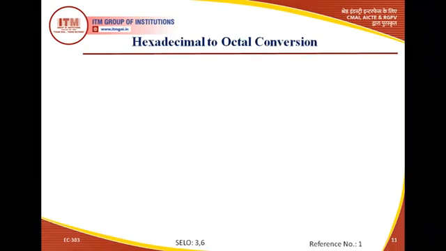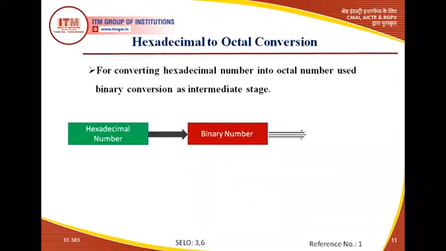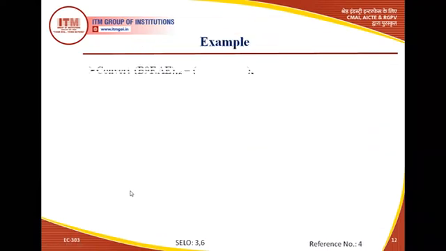Similarly, if we want to convert a hexadecimal number into an octal number, we again use an intermediate state. We cannot directly convert a hexadecimal number to an octal number. Again, in that case we use the binary number system as the intermediate state. So first the hexadecimal number is converted into a binary number, then the binary number is converted into an octal number. Okay, so again we take an example. So that is the hexadecimal number given, and we want to convert it into an octal number.